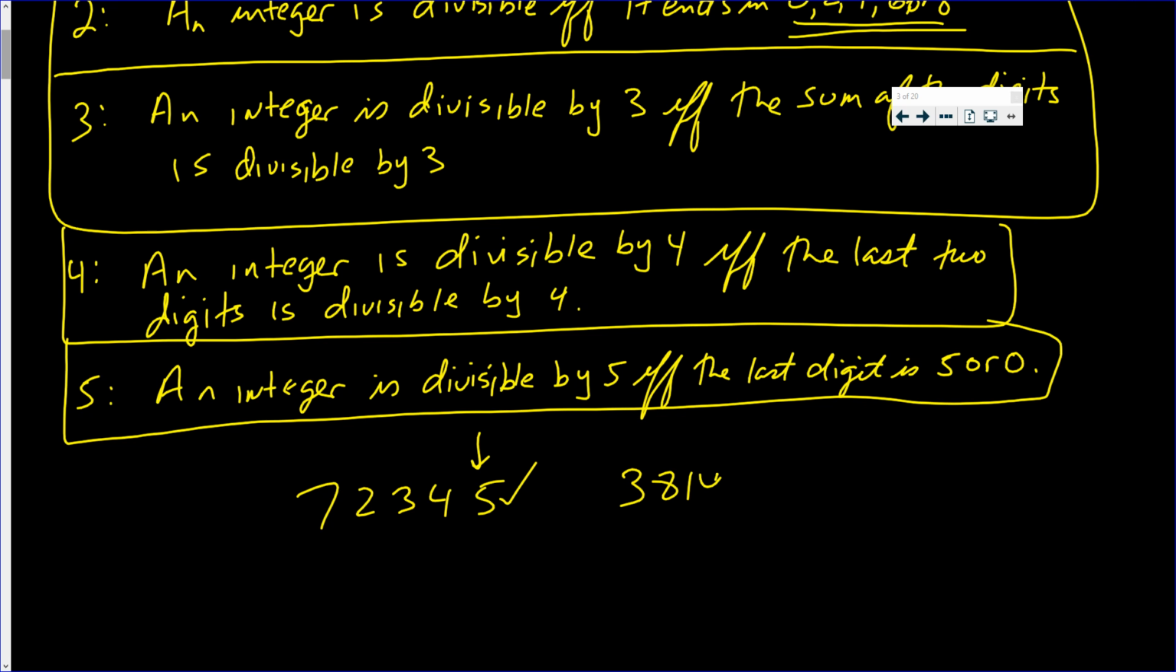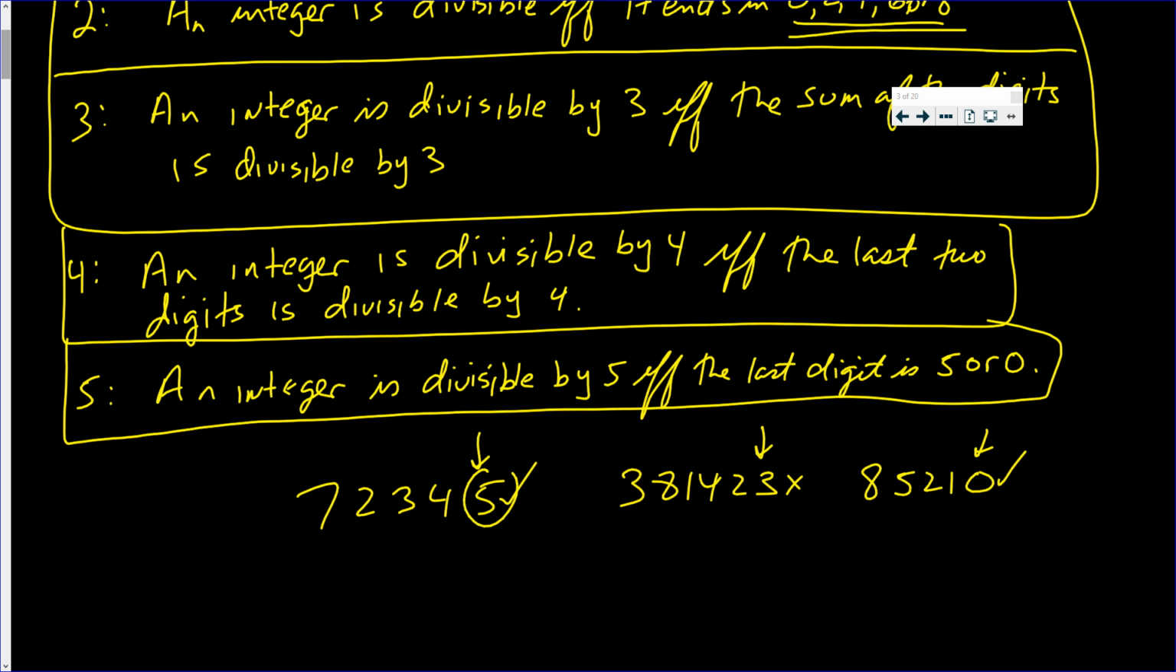3, 8, 1, 4, 2, 3. This last digit is not a 0 or a 5. It is not divisible by 5. 8, 5, 2, 1, 0. That last digit is a 0 or a 5. It's a 0, so it's divisible by 5.